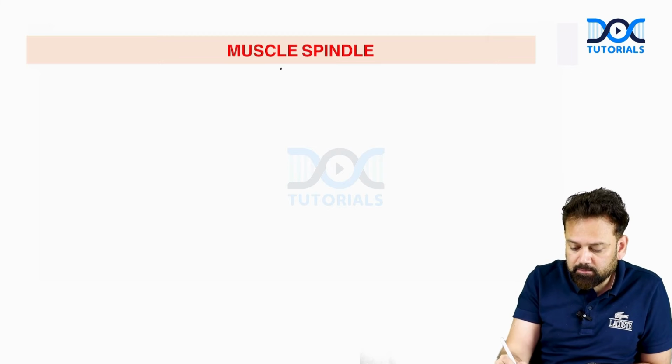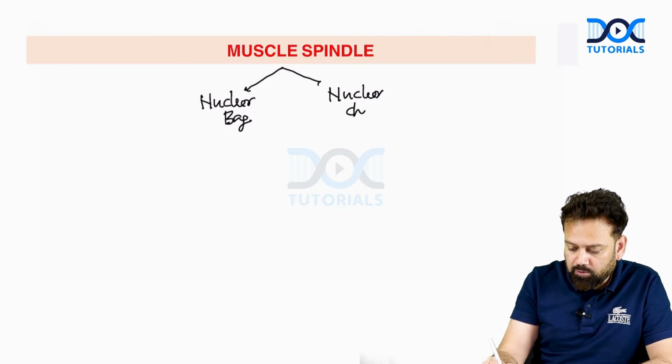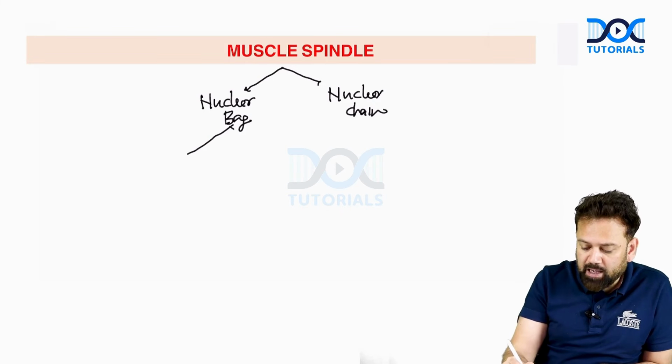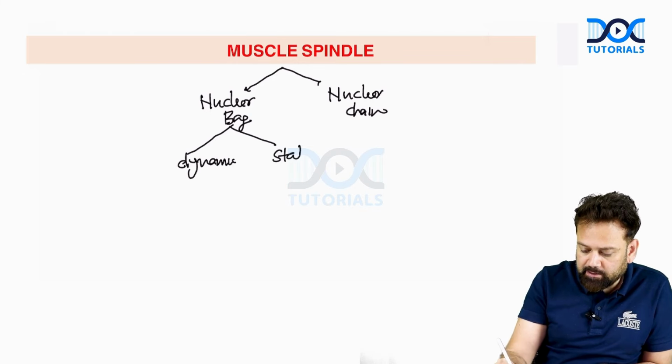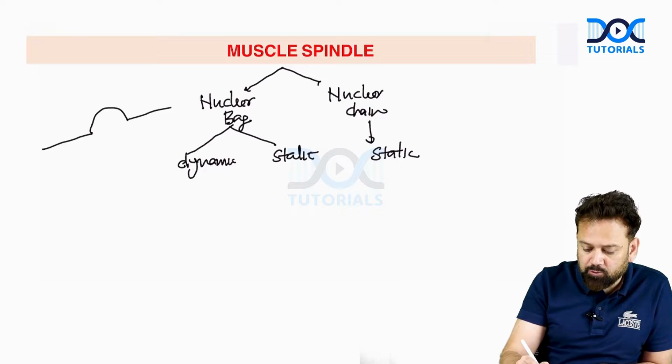I will get two types of fiber. One is nuclear bag fiber. Other is nuclear chain fiber. Nuclear bag fibers are of two types. They can be dynamic, they can be static. But chain fibers are always static. Bag fibers are like a bag of nuclei.